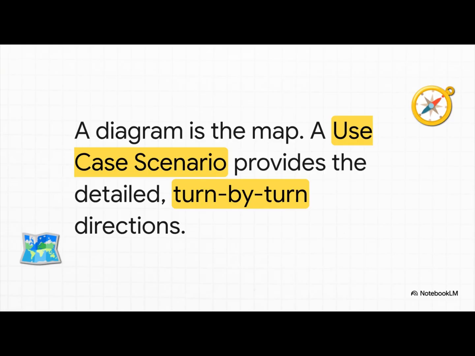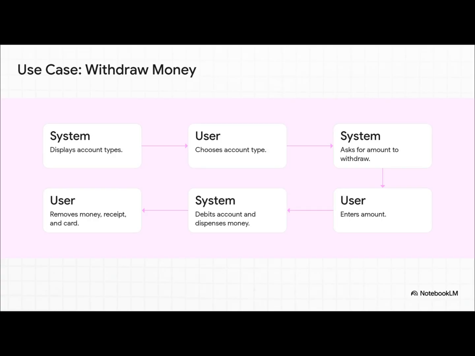Think of it this way. If the use case diagram is the map showing you your destination, then the use case scenario provides the detailed turn-by-turn directions to actually get you there. And here's what that looks like in practice. For the withdraw money use case, the scenario spells out that exact back-and-forth conversation. The system does something, the user responds, the system does something else. This is what we call the main success scenario, or sometimes the happy path, where everything goes perfectly as planned.